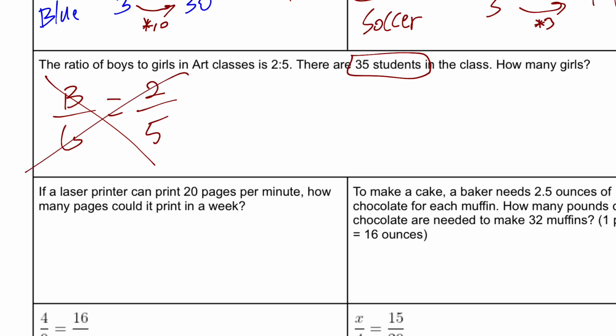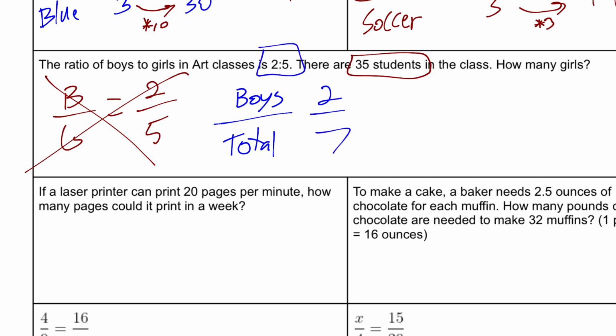Instead, I have to think about, well, if there's 2 for every 5, let's compare boys to the total. And that's 2 out of every 7. Where did that 7 come from? I added together 2 and 5. This works because now 35 is also a total. So then I can figure out how many boys. That's going to be 10 boys.